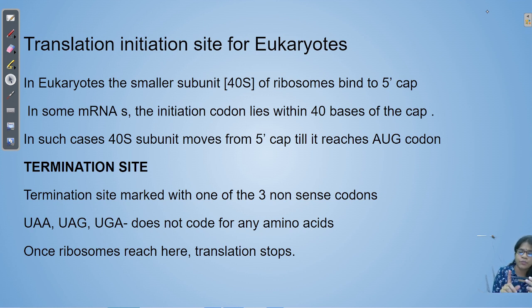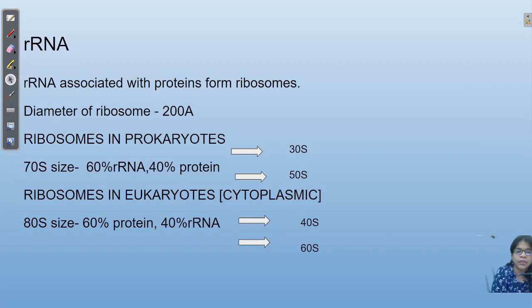In the same way, let's talk about the termination site. In the termination site, I told you it does not code for anything. It could be UAA, UAG or UGA. Once the ribosome reaches that particular part, there are no tRNAs entering to read that particular code. The ribosome is 200 angstroms in diameter. So ribosomes are composed of rRNA and proteins.